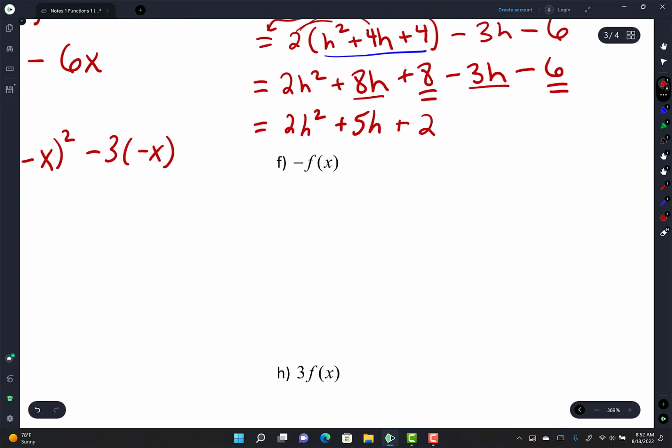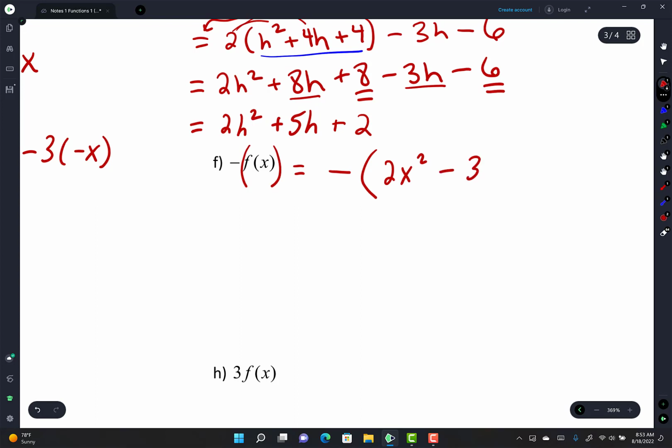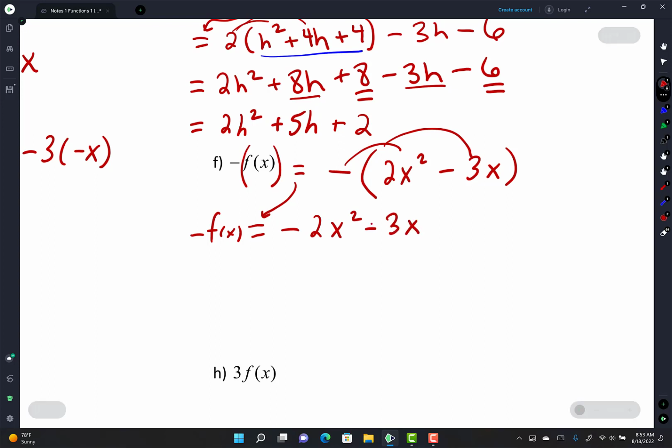Let's go to letter F. The way I would do letter F, the easiest way in my opinion, put giant parentheses around that f of x like that. See? So here's my negative, giant parenthesis, and I'm just going to type my expression, what f of x is. The expression for f of x, what was it? 2x squared minus 3x. And then I'm just going to distribute this, and that's it. That's all I'm going to do. Just distribute, distribute, distribute. So here we go. Negative f of x is nothing more than negative 2x squared minus 3x. Oh, negative times a negative is a positive. I was testing you guys.